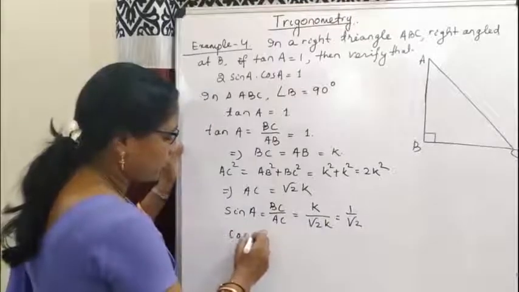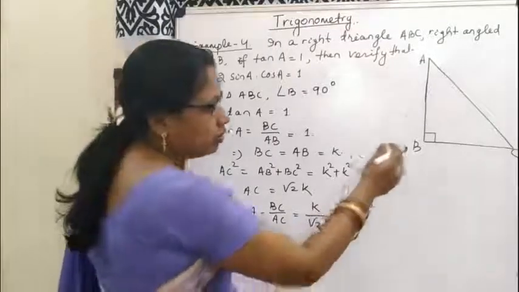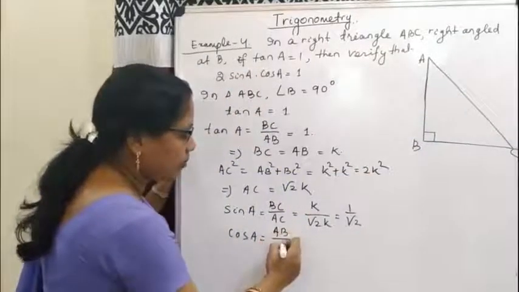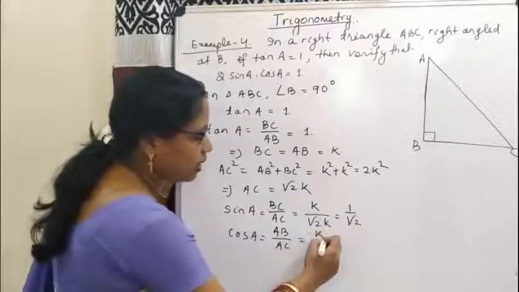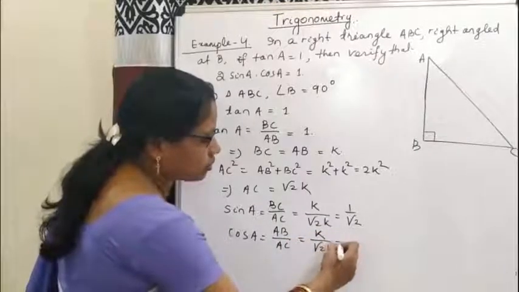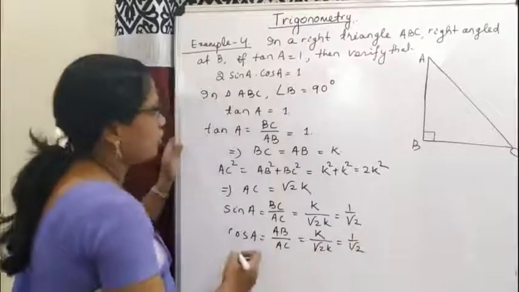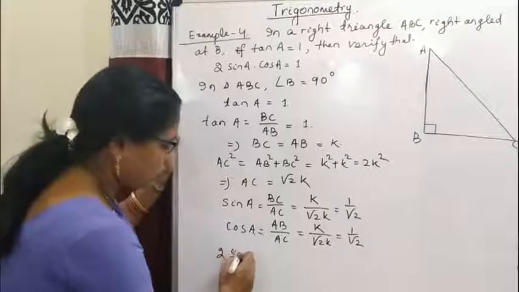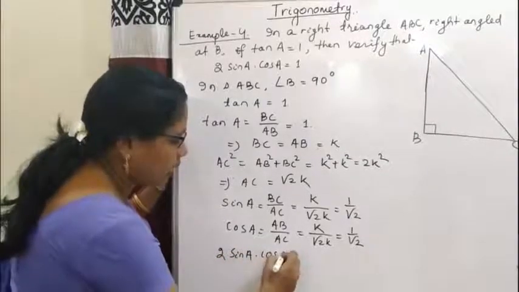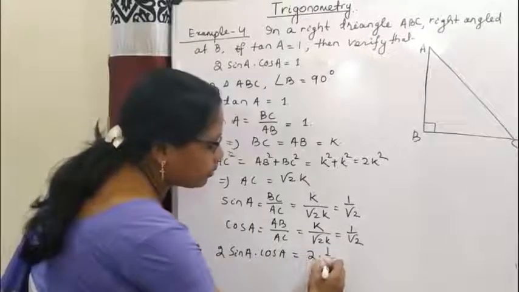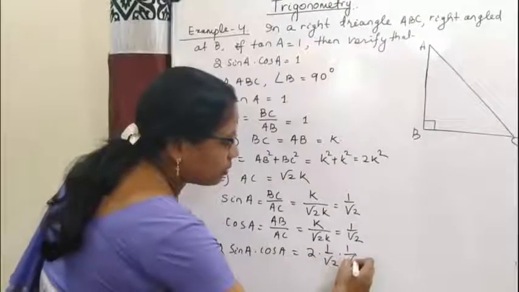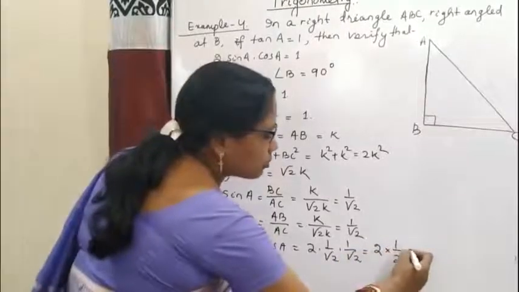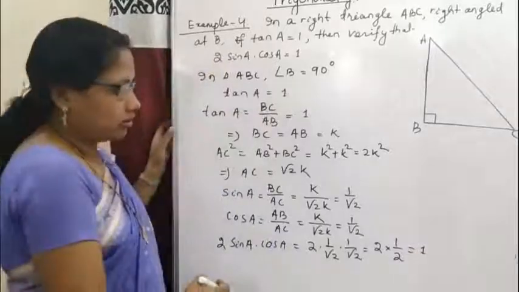Then what is cos A? Cos A is equal to adjacent side by hypotenuse. That means AB by AC. So this is also K by root 2 K, which is equal to 1 by root 2. But we have to find 2 sin A into cos A. So 2 sin A cos A is equal to 2 multiplied with 1 by root 2 multiplied with 1 by root 2. So that is equal to 2 into 1 by 2. So this is equal to 1. So this is the answer.